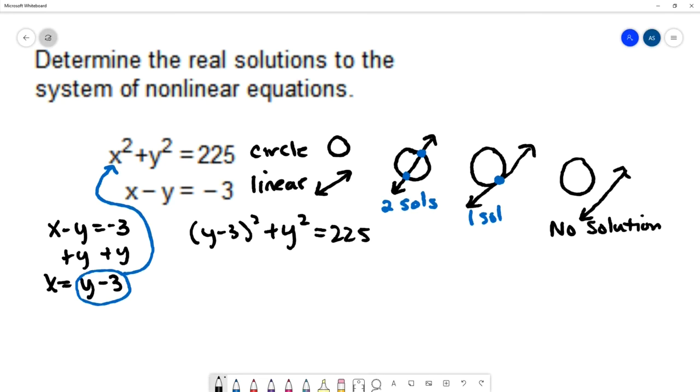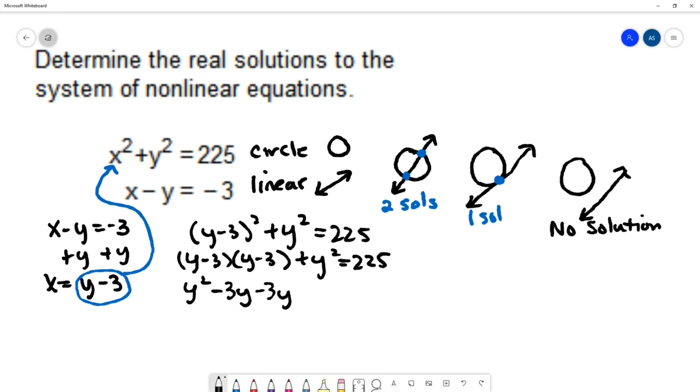So now I have an equation with only one variable. So let's try to solve it. So (y minus 3) squared is (y minus 3) times (y minus 3) plus y squared equals 225. Let's multiply that out. Y times y is y squared. Y times -3 is minus 3y. -3 times y is -3y. -3 times -3 is 9. Carry down that, y squared equals 225.